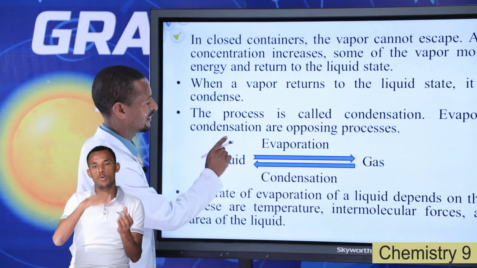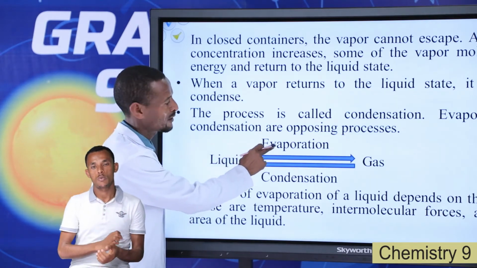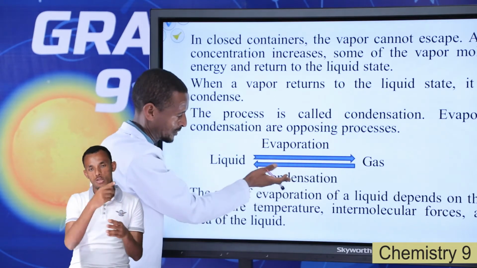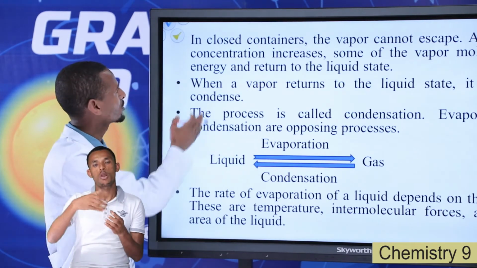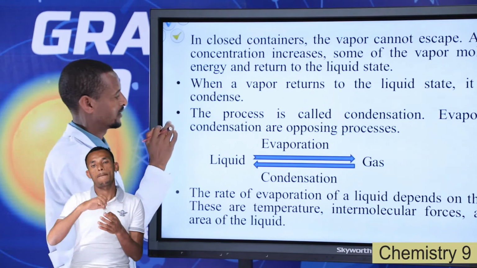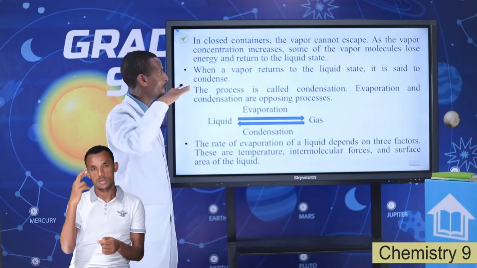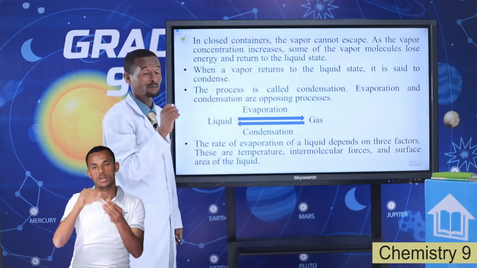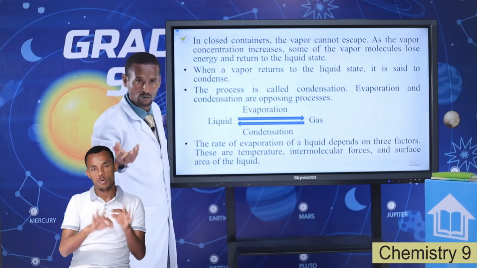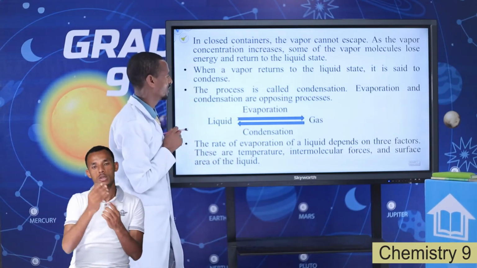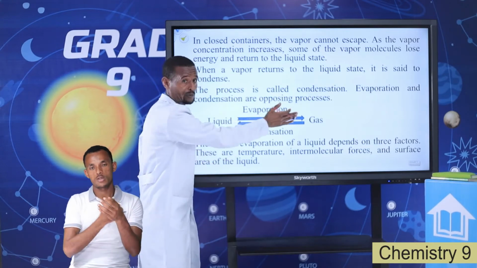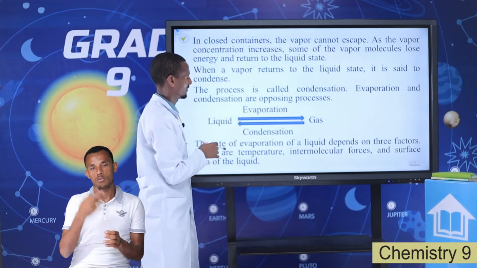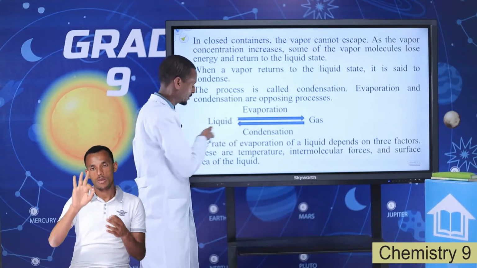When a liquid gets energy, through the process of evaporation, it changes to gas. When they lose their energy, they condense and become liquid. So in a closed container, the vapors cannot escape. The reason why is that as the vapor concentration increases, some of the vapor molecules lose their energy and return to the liquid state, which we call condensation. When they get energy, the opposite happens, which is evaporation. So liquids and gases are like this, given here: evaporation when they get heat energy, and condensation when they lose energy.